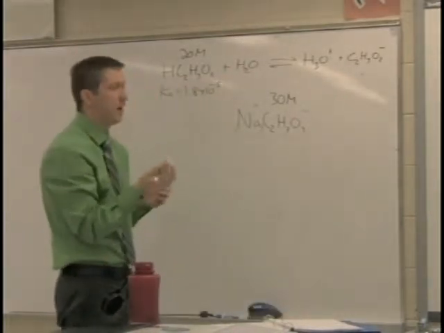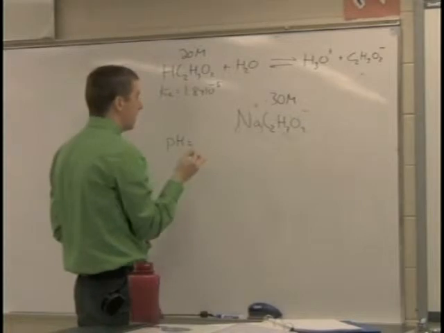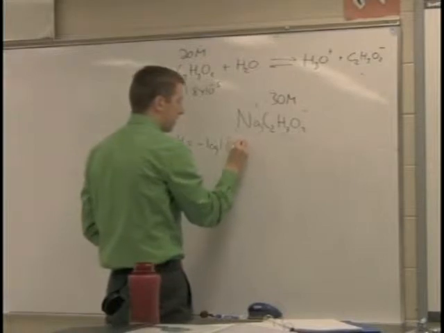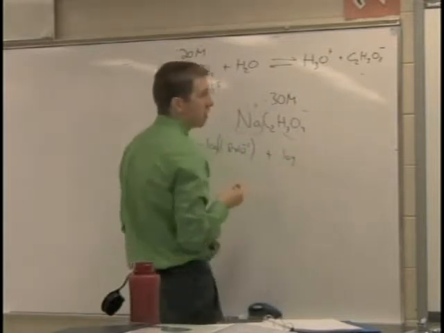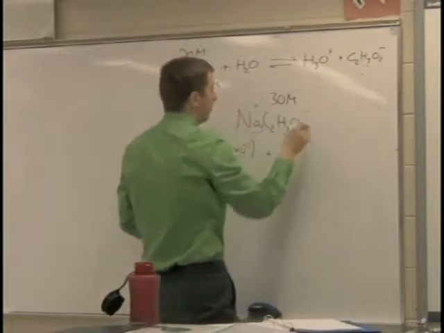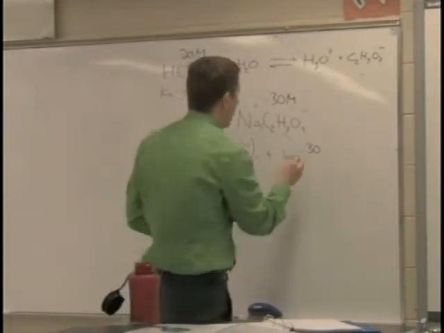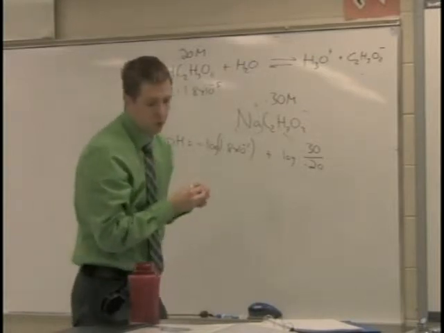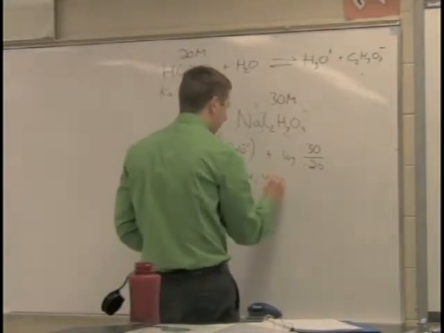So now, if we were using the Henderson-Hasselbalch equation, pH equals, now instead of writing pKa, I'm going to write the negative log of the Ka right away, 1.8 times 10 to the negative fifth. I'm going to add to that the logarithm of the conjugate base, which you recall from the last chapter is the acetate ion, 0.3 divided by 0.20, the initial concentration of the acid. When I solve for all that, I get a pH of 4.92.